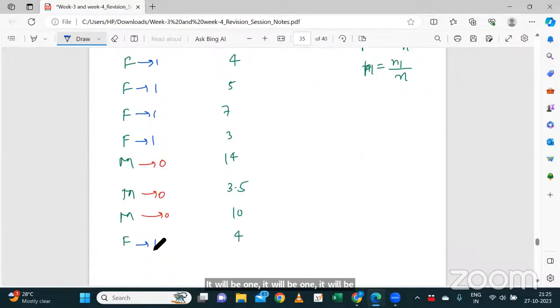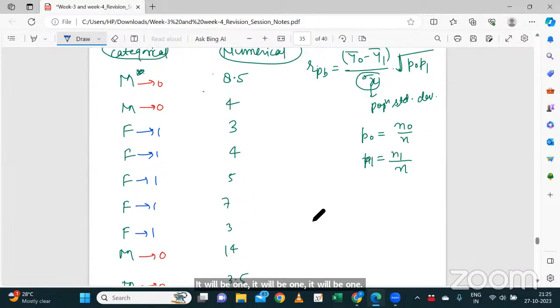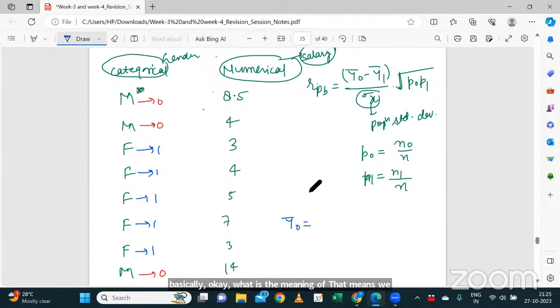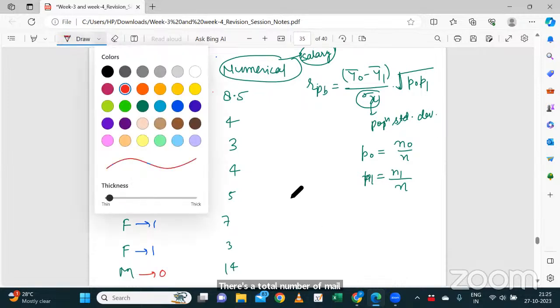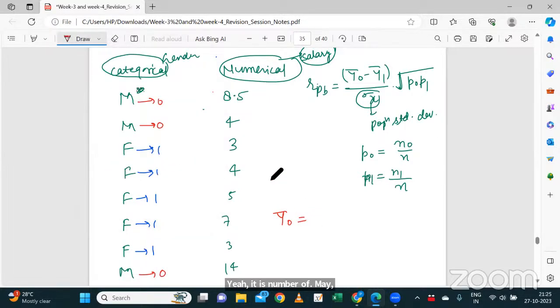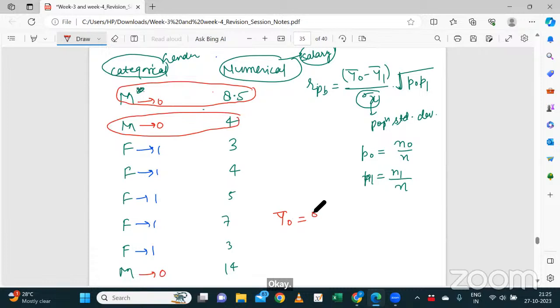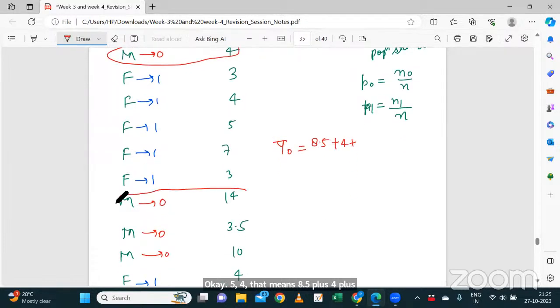What is the meaning of y bar 0? That means we have to take the average of those observations which are coded with 0, that is the males. So basically, we have to take the average of 8.5 plus 4 plus 14.